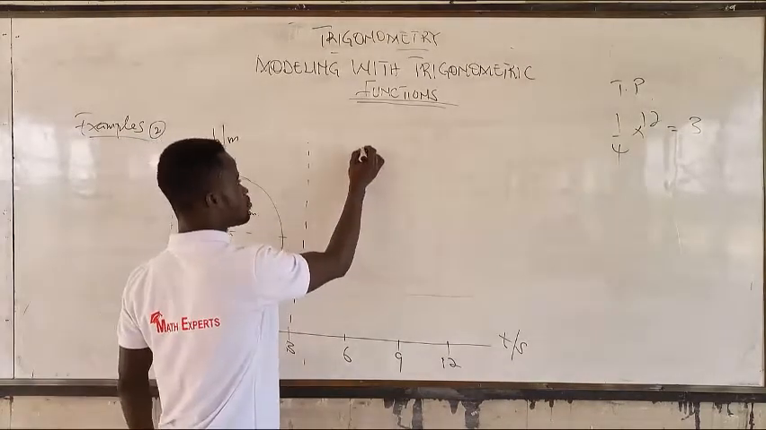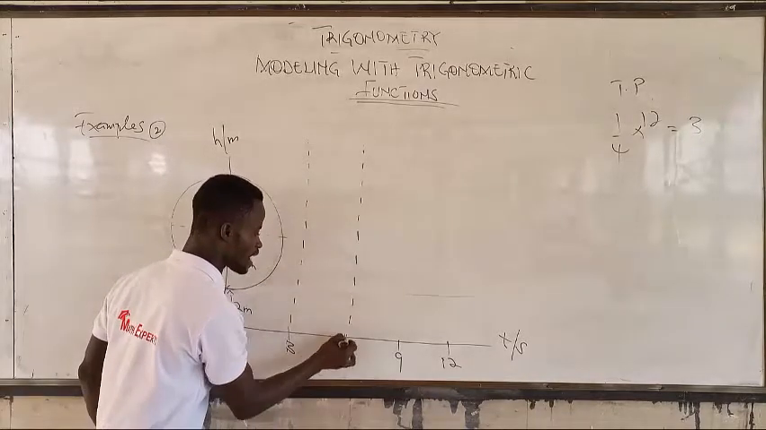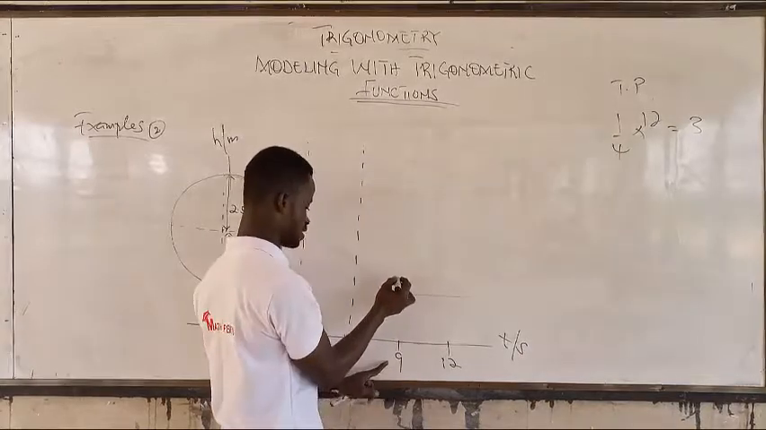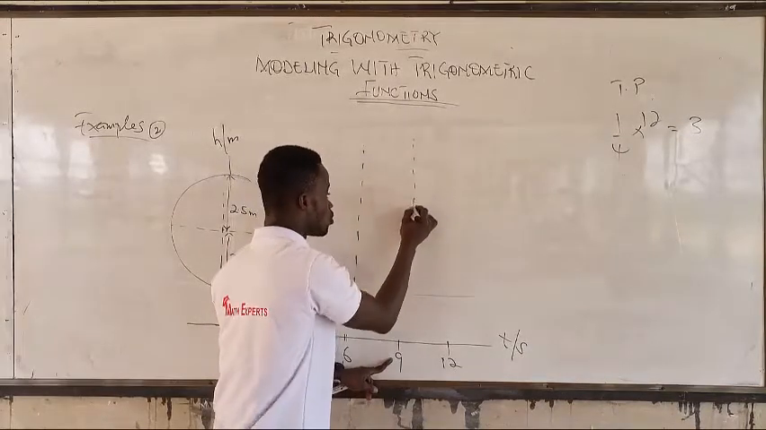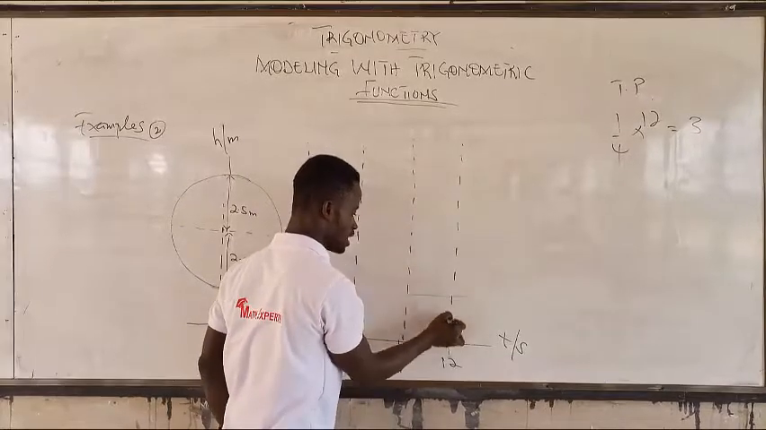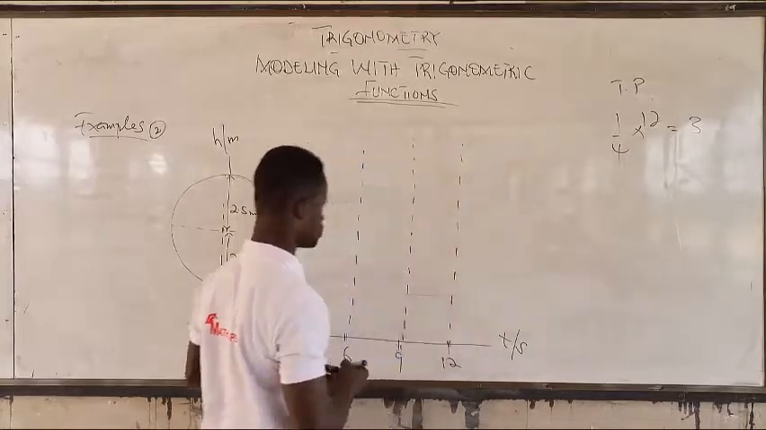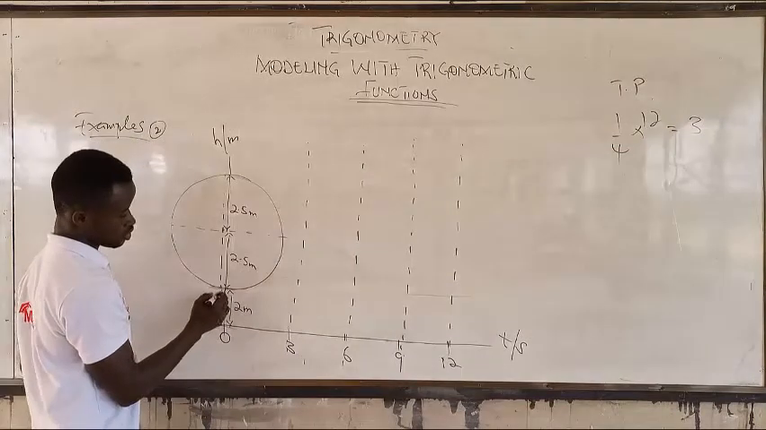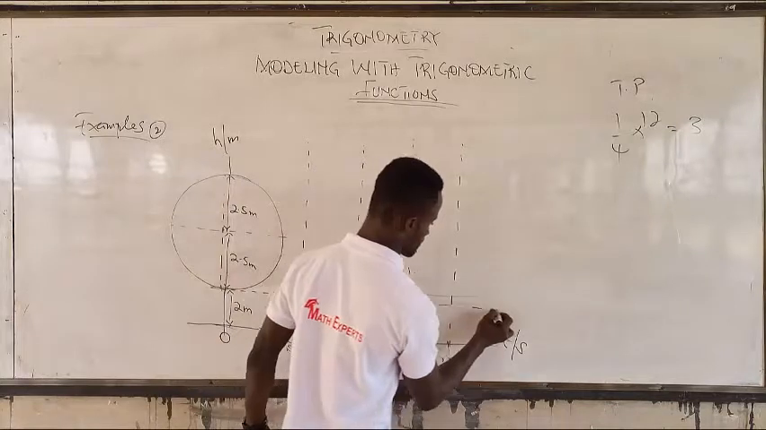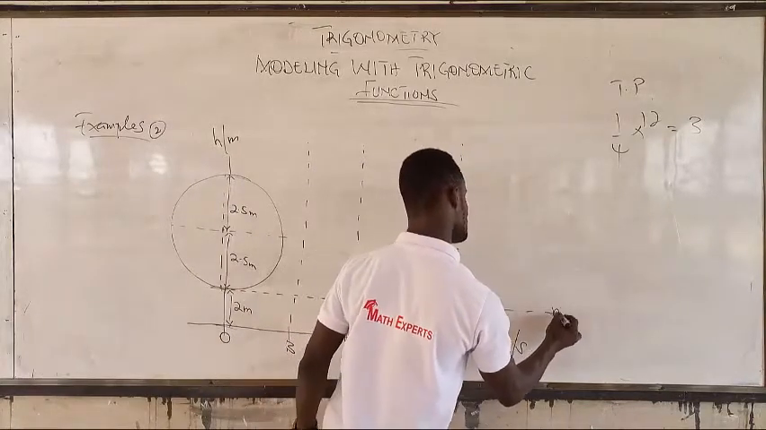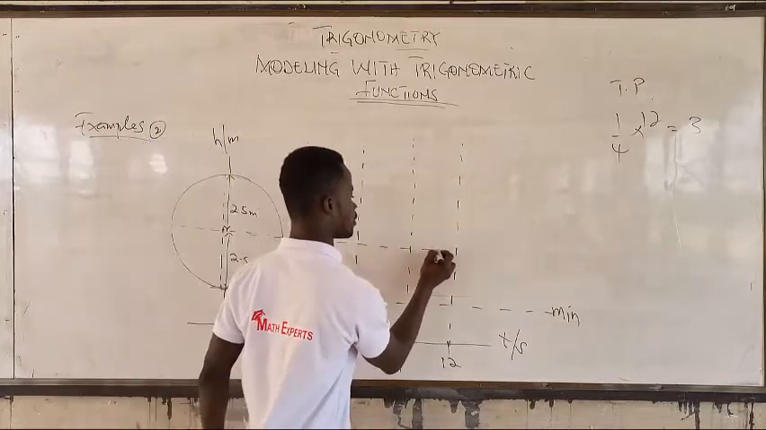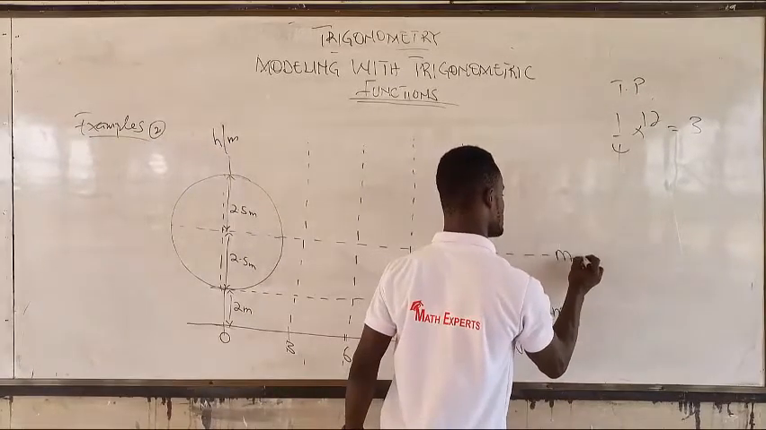As I said in the previous example, this is not an asymptote. This doesn't mean that it is asymptotic at this point. No, it doesn't mean it's an asymptote here. I'm just using that as a level. So the minimum will be here. This is going to be the minimum. Then this is going to be the mean.